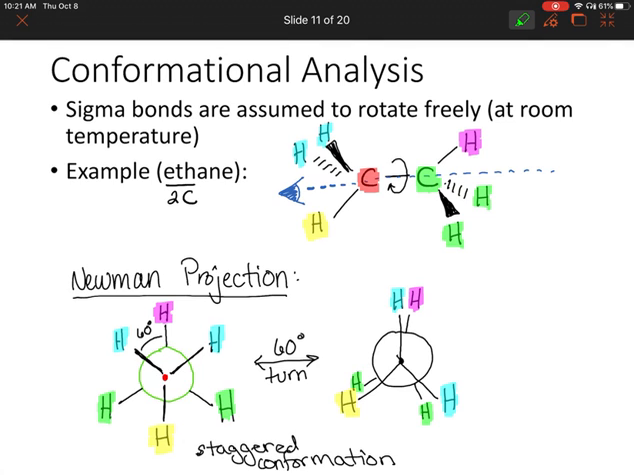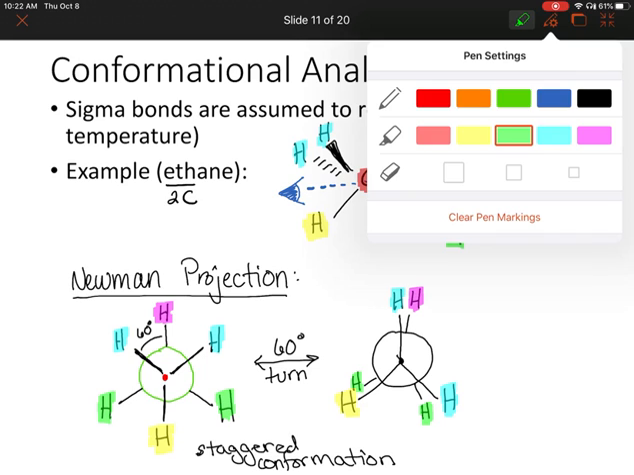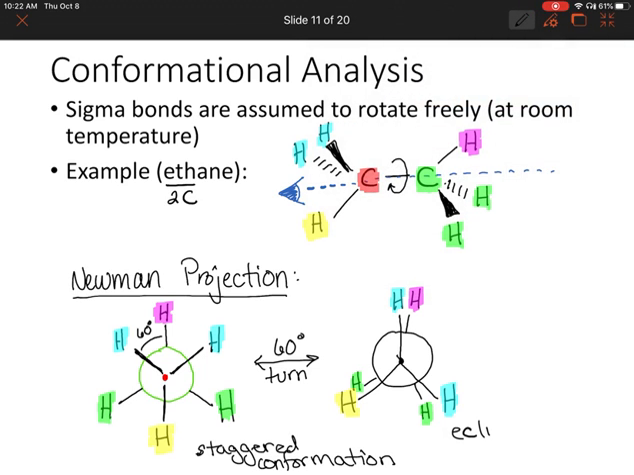So this doesn't look exactly like the first picture, but basically the green hydrogen stayed where it is, the purple hydrogen stayed where it is. We just rotated the front carbon. So we rotated the blue hydrogens and the yellow hydrogen 60 degrees. So now every hydrogen is lined up with the back hydrogens. And this is what's called an eclipsed conformation.